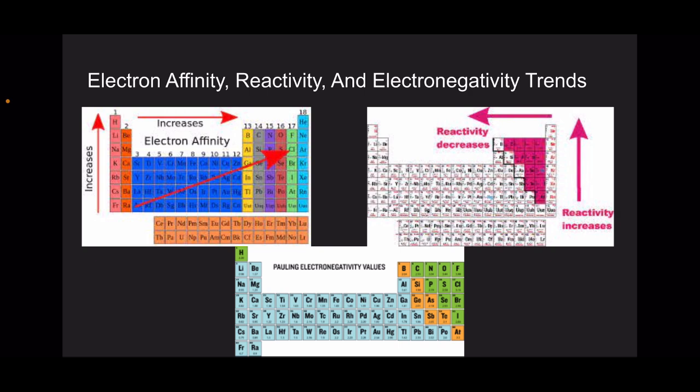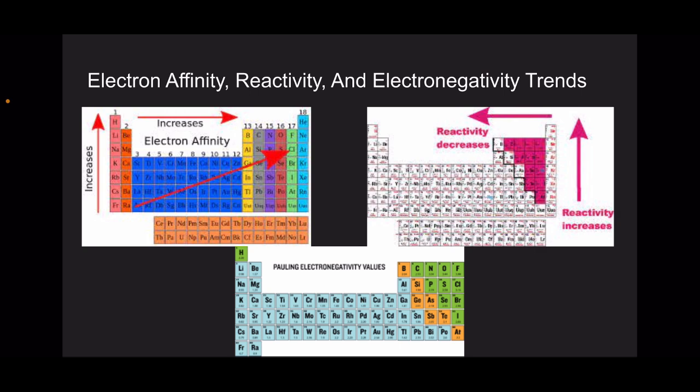The top right picture shows reactivity, and reactivity is just how easily a substance or element reacts chemically with other substances or elements. And it generally increases going to the right and it increases going up.